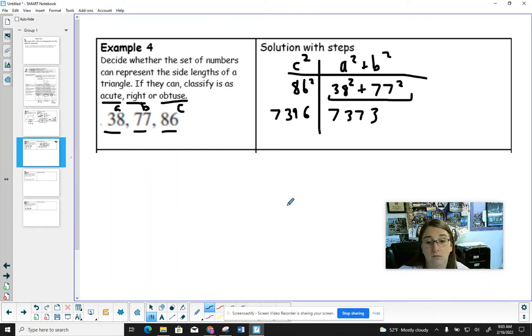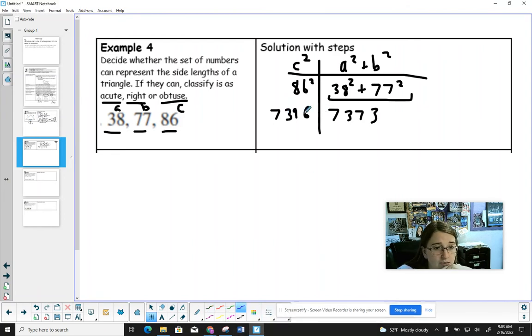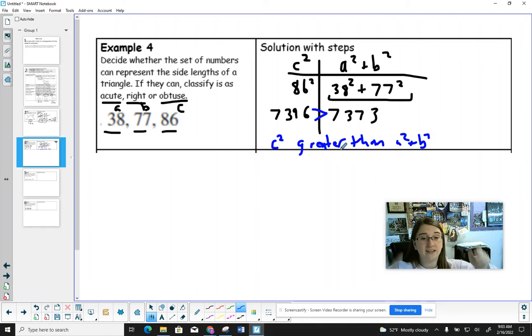Are they equal? No, these are not the same thing. What we need to think then is, is this one bigger or less than this one? Is the c squared bigger or smaller? It's bigger. This inequality sign is the greater than symbol because the bigger side, the open side, goes on the bigger side. So c squared is greater than. That's what that sign means. What this means is it's not a right triangle because in a right triangle they're equal, and this is not equal.